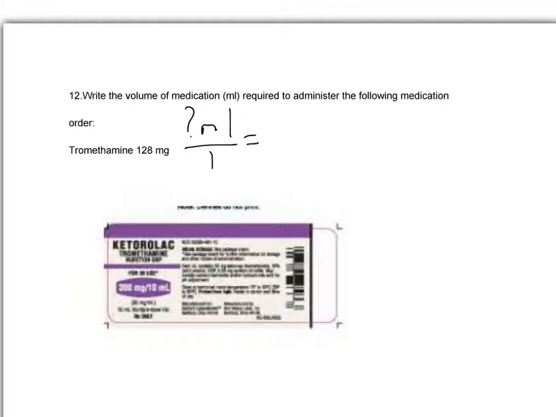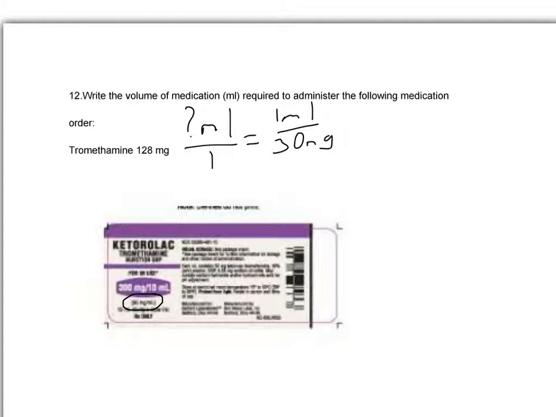Now next is going to be the concentration on hand. The concentration on hand didn't show up as well when I scanned it, but right down here you can see it'll say 30 milligrams per milliliter. You could enter in the dose on hand as well. They'll both work. This would just come up with a bigger number that you need to reduce. So we'll say that there is 1 milliliter of Ketorolac. It has 30 milligrams.